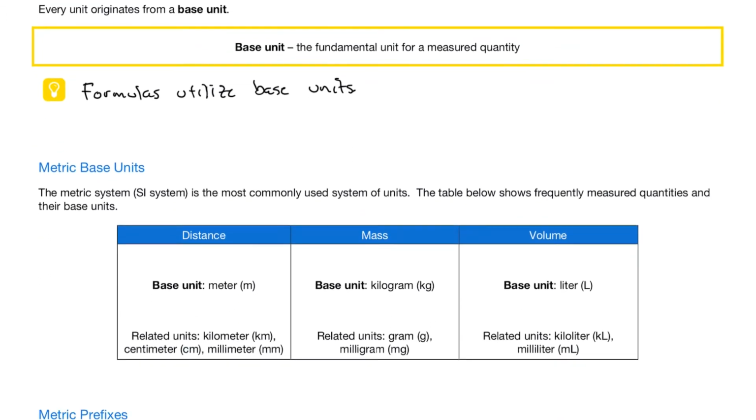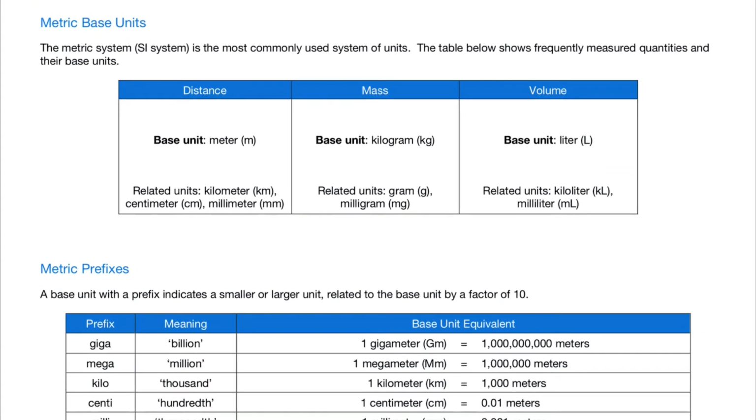And that's important because anytime we plug into a formula, we need to make sure we are plugging in the base unit. Now, the metric system has a series of base units for each quantity. For the quantity of distance, the base unit is the meter. For the quantity of mass, it's the kilogram. And for the quantity of volume, it's the liter. Now, pay special attention to the fact that the kilogram is the base unit for mass. It is not correct to plug in the unit of a gram into the formula because the kilogram is the base unit and plugging in grams would be incorrect.